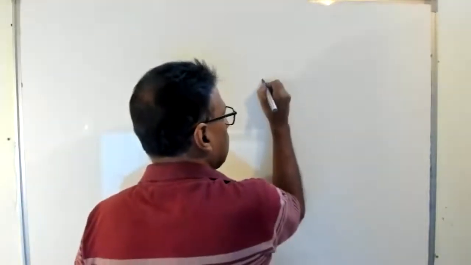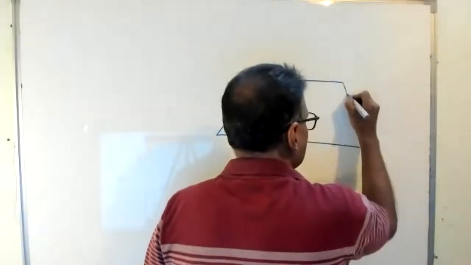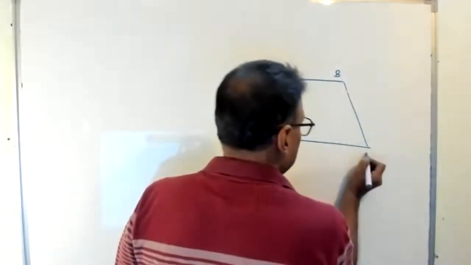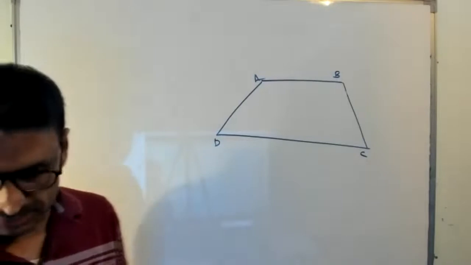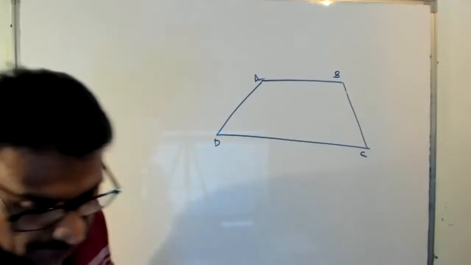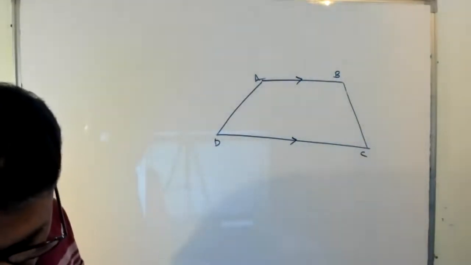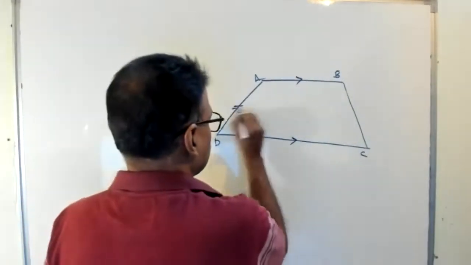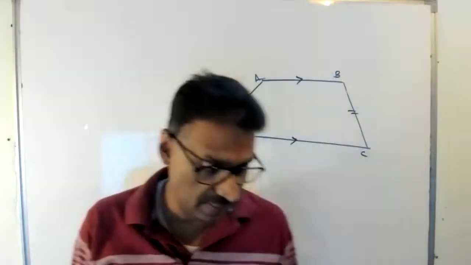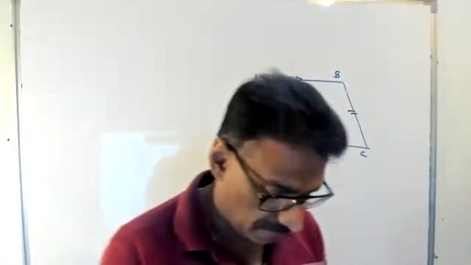Here, this is the figure. ABCD is a trapezium. Now listen. ABCD is a trapezium in which AB is parallel to CD and AD equals BC. If AD equals BC, it's a special type of trapezium. What is that? Isosceles trapezium.